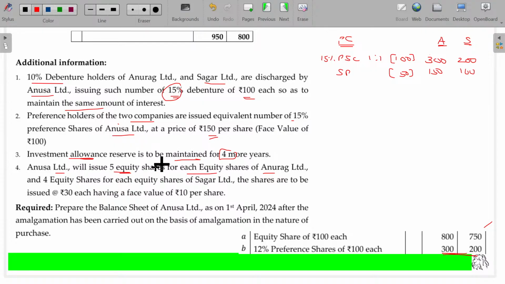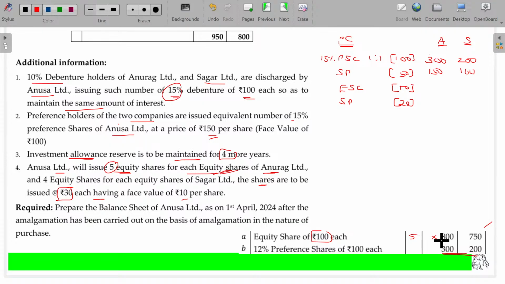Apart from that, the equity shareholders will be getting 5 equity shares for each equity share of Anurag Limited. Okay, equity share capital. Okay, so 100 rupee shares. But the shares are to be issued at 30 each, having the face value 10. 10 rupees is the equity share value, and 20 rupees is the securities premium on that. For this company, 5 equity shares for every share.